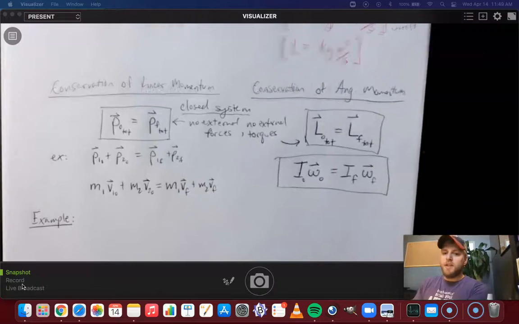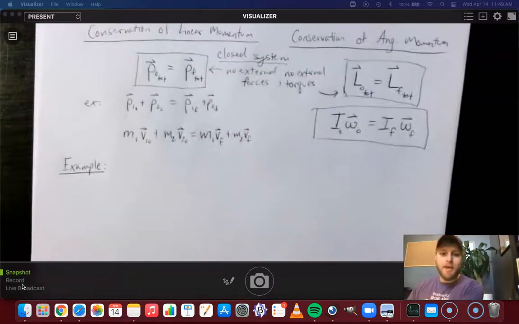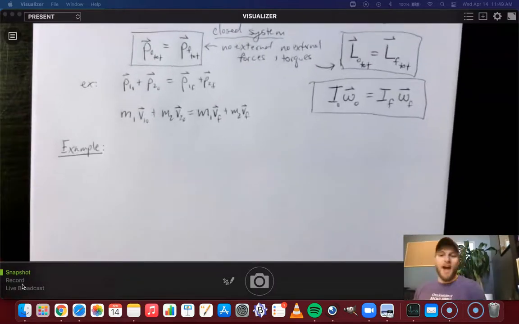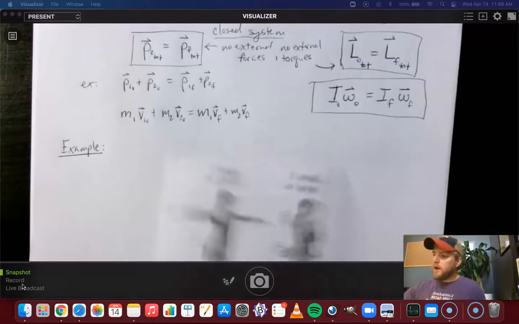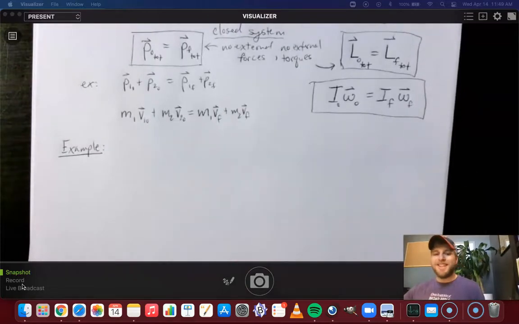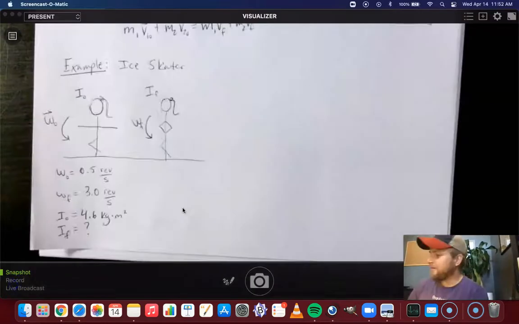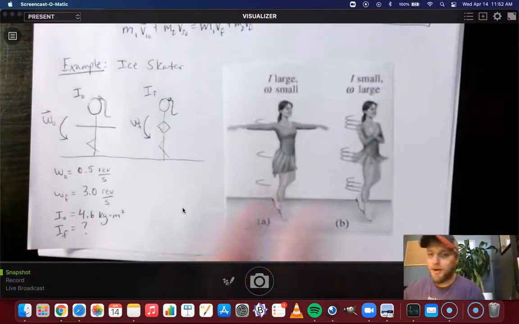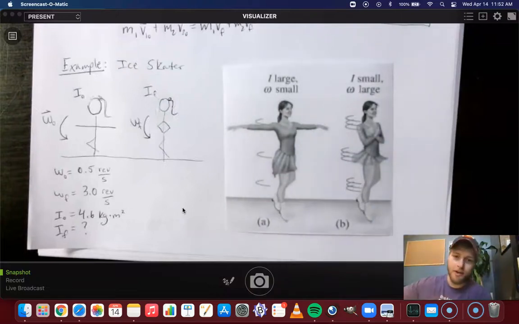Many of you have seen someone, like in the Olympics, ice skating or diving, and what they'll tend to do is pull their arms in, as I showed, to speed up or slow themselves down. So I want to do an example of that where we're going to apply the conservation of angular momentum. I think that will make it a lot more clear how to apply. All right, so I've done my very best to replicate this situation. I want to have this up here so it's a little more clear what's going on.